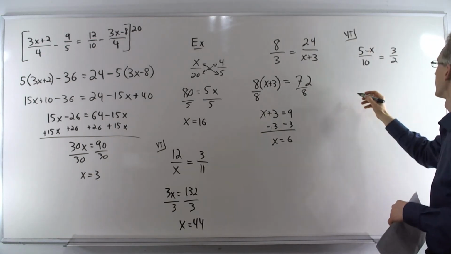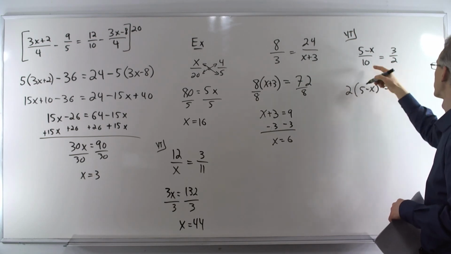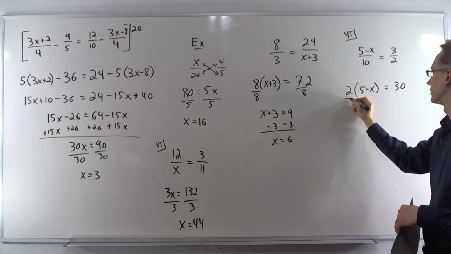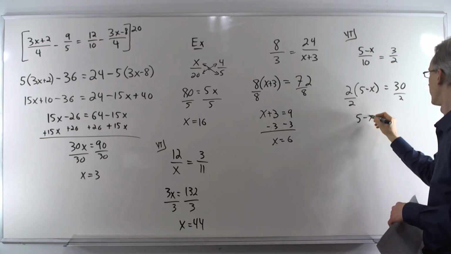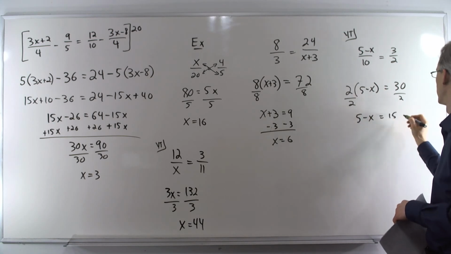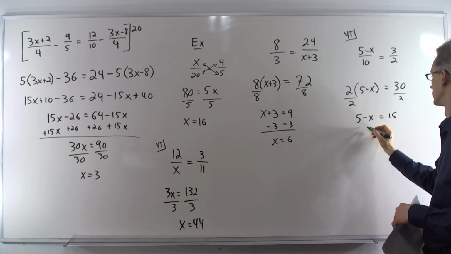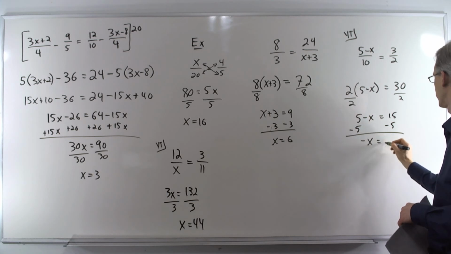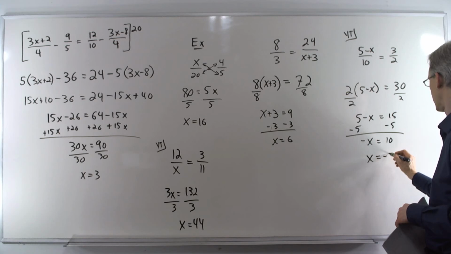Cross multiplying here, we got 2 times 5 minus x equals 3 times 10, which is 30. And we can do the same thing here. We'll divide out that 2. And it gives us 5 minus x equals 15. Subtract 5 from both sides. Keep the negative x on the left. Negative x equals 10. That means x equals negative 10.